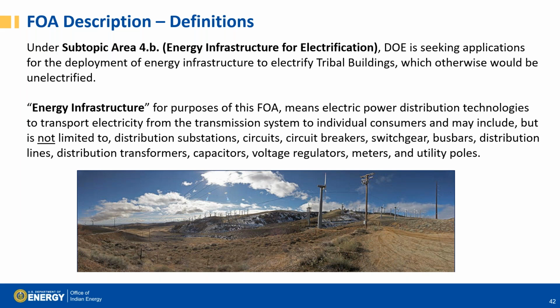Energy infrastructure, for purposes of this FOA, means electric power distribution technologies to transport electricity from a transmission system to individual consumers, and may include, but is not limited to, distribution substations, circuit breakers, switchgears, bus bars, distribution lines, distribution transformers, capacitors, voltage regulators, meters, and utility poles and wires. Applications under subtopic area 4B must demonstrate the availability of the energy source for the life of the project. Under subtopic area 4B, a single or multiple tribal buildings may be proposed. And all proposed energy infrastructure and tribal buildings served must be on tribal lands. Next slide, please.